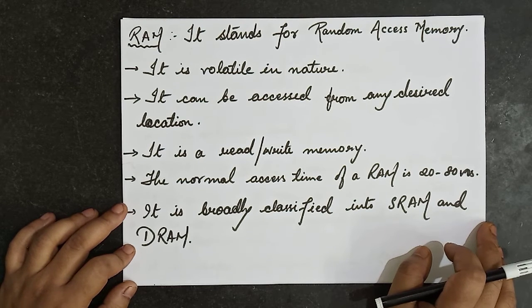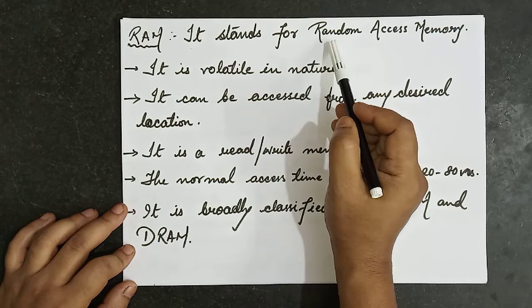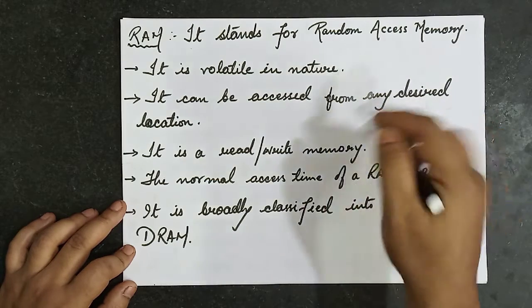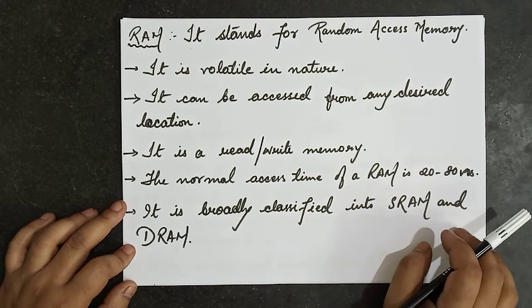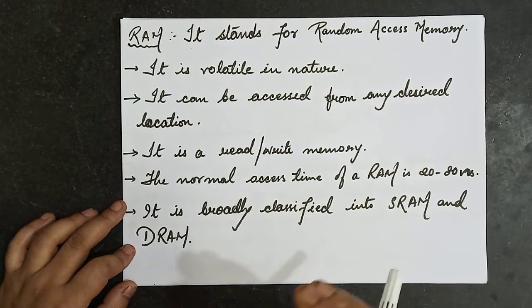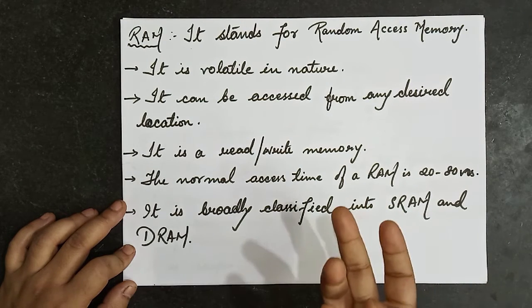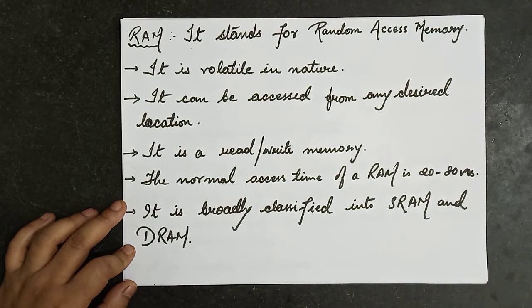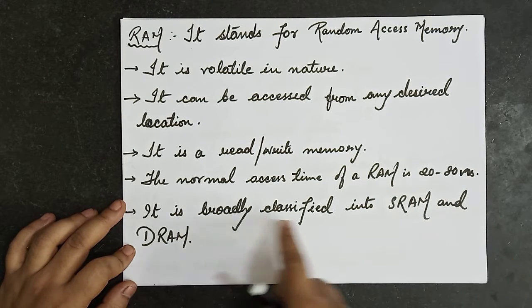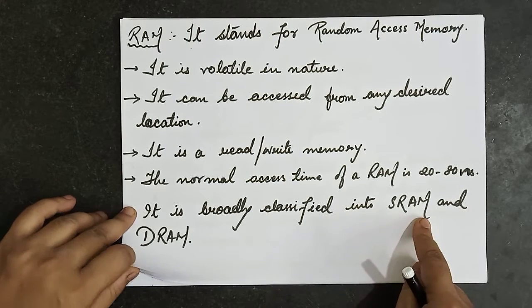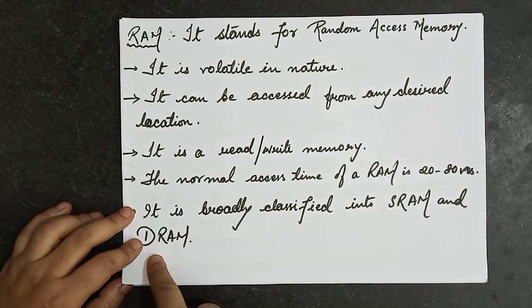It can be accessed from any desired location; from the name only we can understand it is random access memory. It can be accessed from any memory address. Okay, it is a read-write memory. That means we can write, we can update the existing data, or we can delete the existing data. Fine. And at the same time we can fetch the stored data. The normal access time of RAM is 20 to 80 nanoseconds, and it is again broadly classified into two categories: SRAM and DRAM.